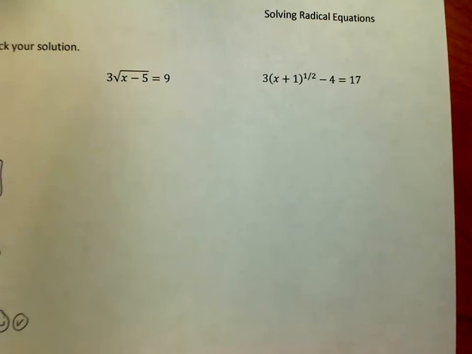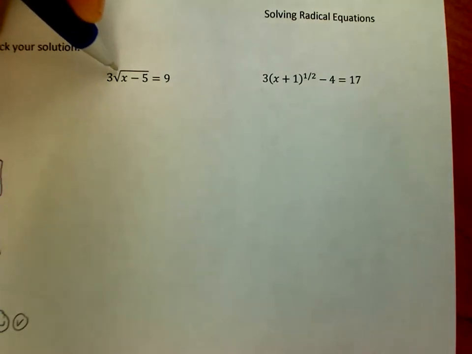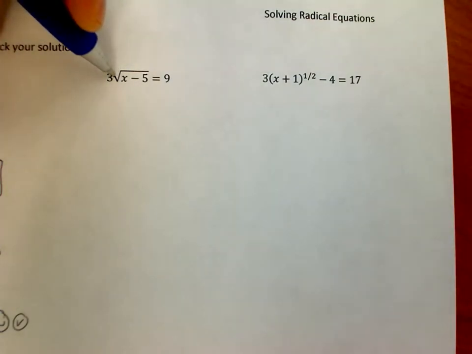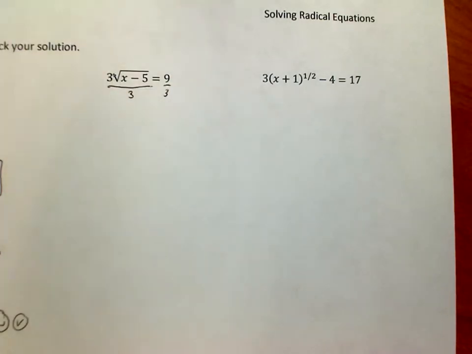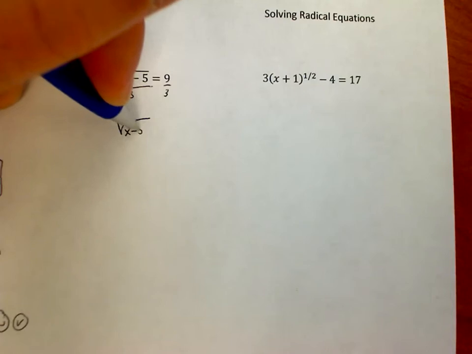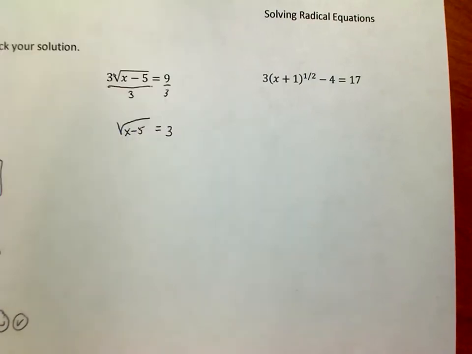This time, I have the square root sign here, but I don't have just a square root of x minus 5. I have 3 of those, right? 3 times it. So we need to get rid of the 3 first by dividing by 3. Now I have a single square root of x minus 5, and that thing is equal to 3.